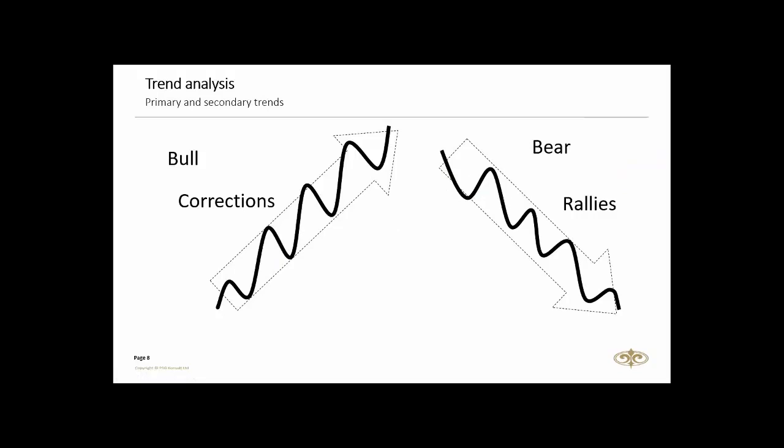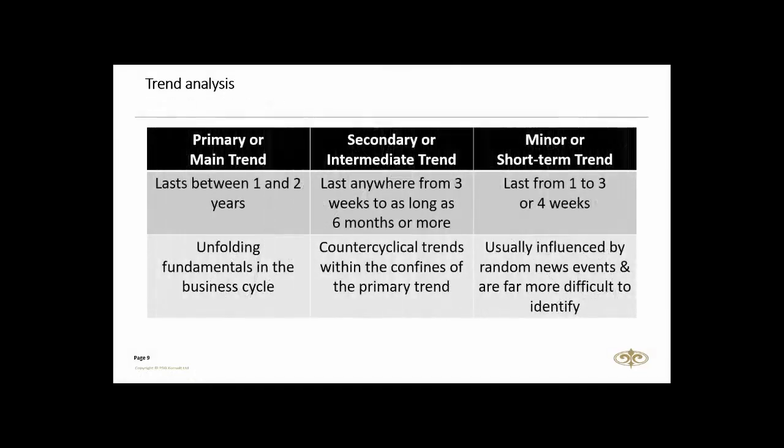Let's take it a bit further and look at a quick table: the primary trend and the secondary trend. If you look at time span, a primary trend or your bull trend lasts between 1 and 2 years, and this is all based on, remember, the primary trend reflects the investor's attitude towards the unfolding fundamentals in the business cycle.